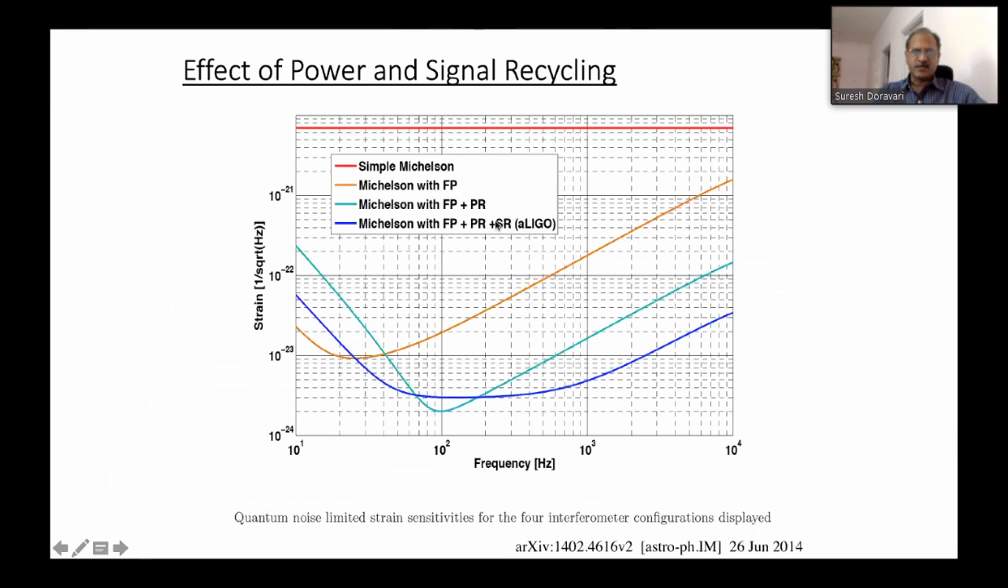But the introduction of the signal recycling cavity in advanced LIGO has significantly broadened the sensitivity of the detector, which now goes from a few tens of hertz to a few kilohertz. So that is a significant change, introducing the signal recycling cavity and detuning it such that we are able to concentrate on a certain portion of the frequency band.